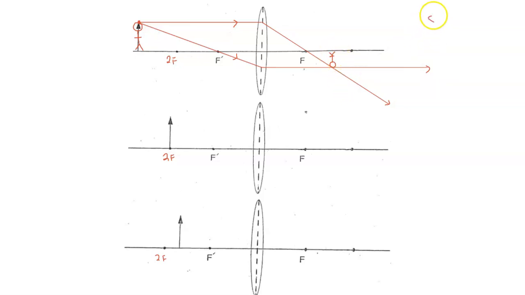And then we can describe using SALT. Size definitely looks smaller. Attitude, that's upside down or inverted. Location, if this is 2F and that's F, we're just going to say it's between F and 2F. And the type, the light actually does refract and intersect right at that location, so this is real.